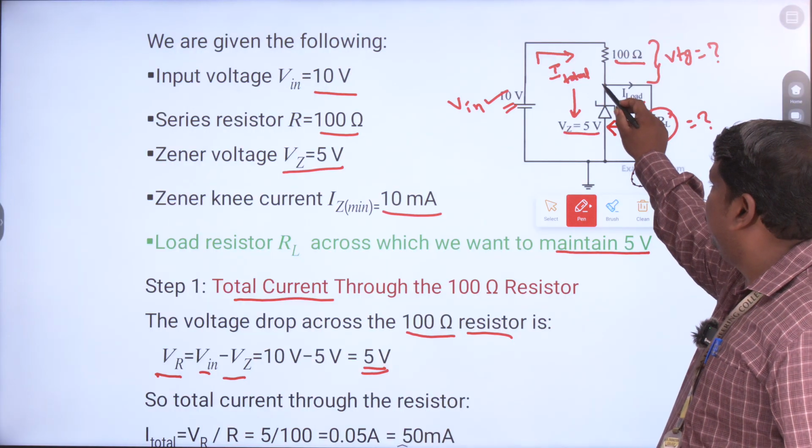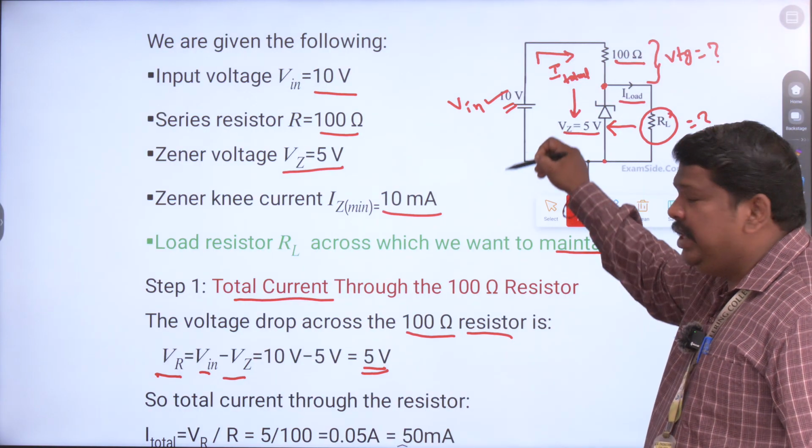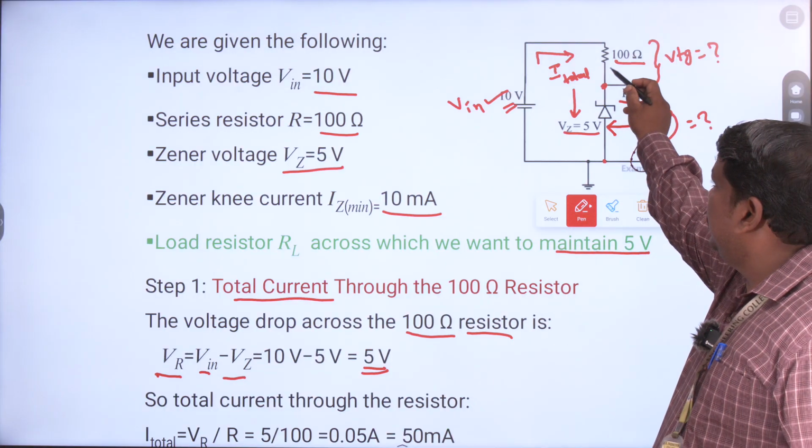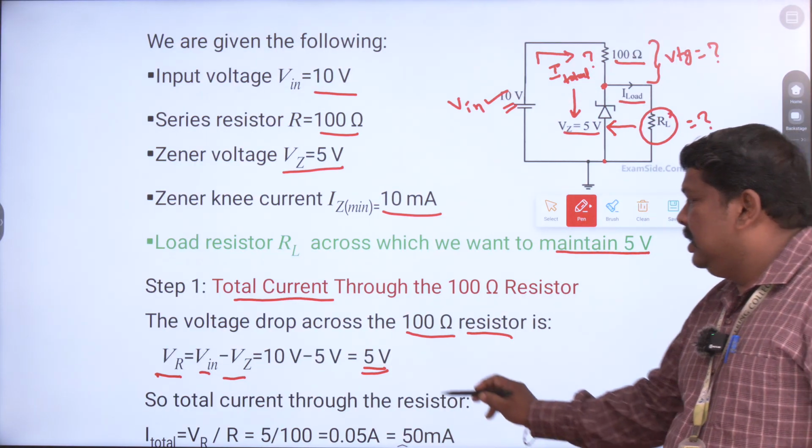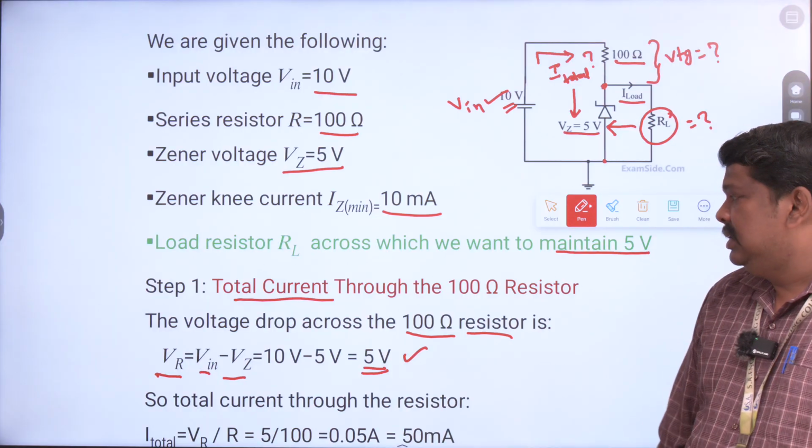So we can find the value of the voltage across the resistance, which is equal to 5 volts. The total voltage is 10 volts and the Zener is 5 volts, so the remaining voltage across the resistance is going to be 5 volts.